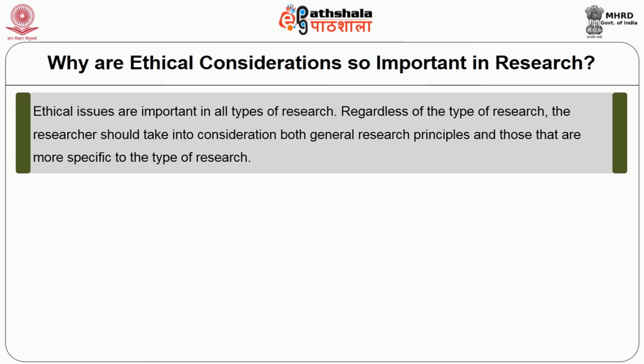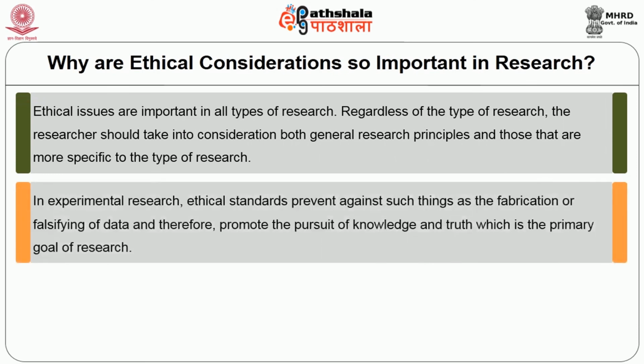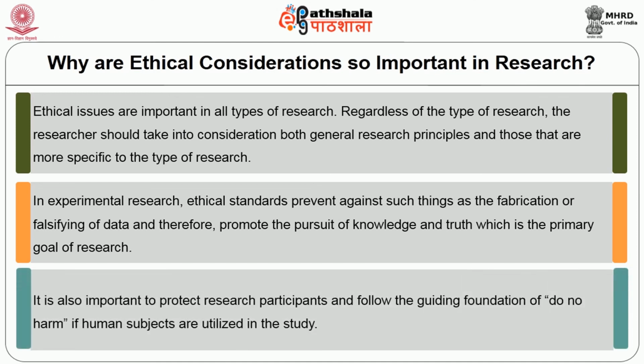Regardless of the type of research, the researcher should take into consideration both general research principles and those that are more specific to the type of research. In experimental research, ethical standards prevent such things as the fabrication or falsifying of data and therefore promote the pursuit of knowledge and truth, which is the primary goal of research. It is also important to protect research participants and follow the guiding foundation of do no harm if human subjects are utilized in the study.